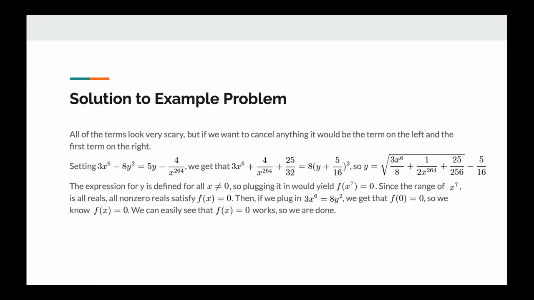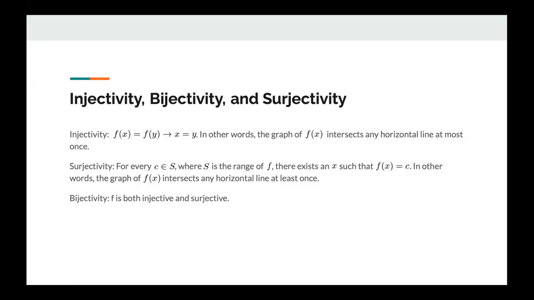However, plugging things in and trying to cancel terms isn't going to solve every single functional equation. That's why we need injectivity, bijectivity, and surjectivity. If we prove one of these things, we can simplify our functional equations by a lot and potentially make it so that some very common technique like plugging everything in would just work on the problem. But what are injectivity, surjectivity, and bijectivity?